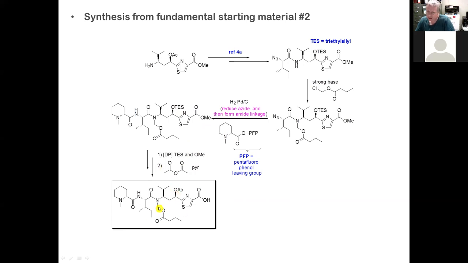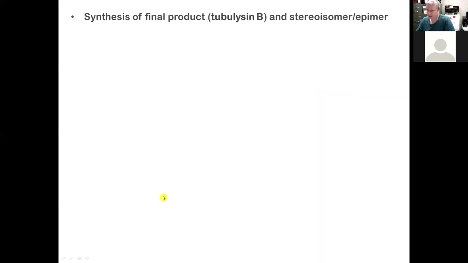Good. That's what they needed. So cool. They successfully made this important building block. Okay. We cool? Everybody cool so far? So far, not that hard. Okay. Now they do the final product, tubulysin B.